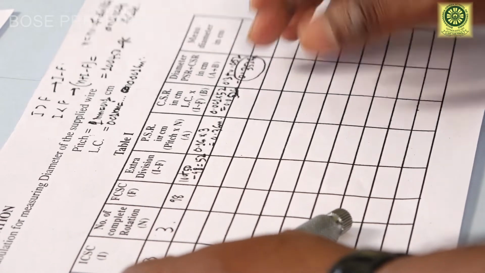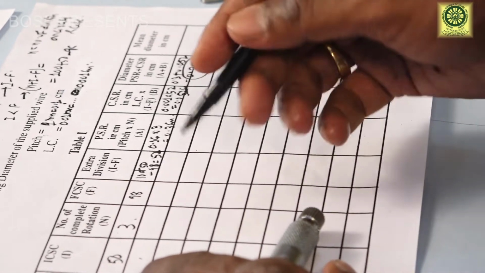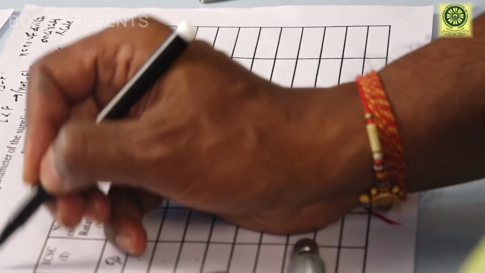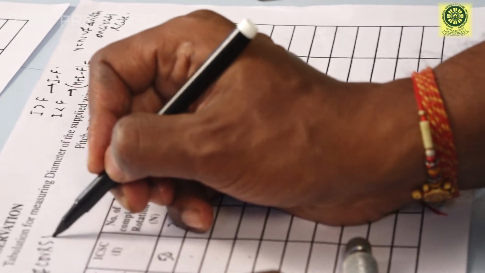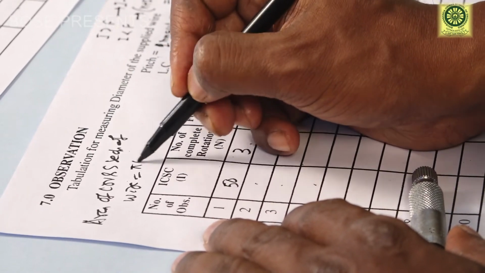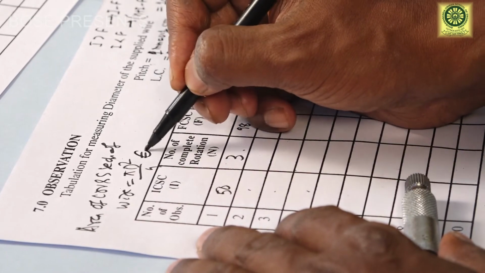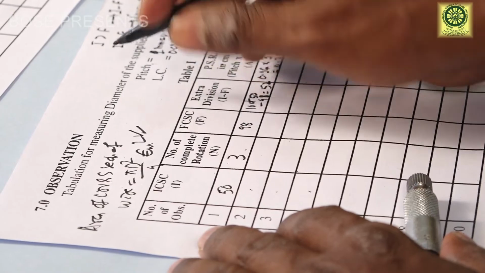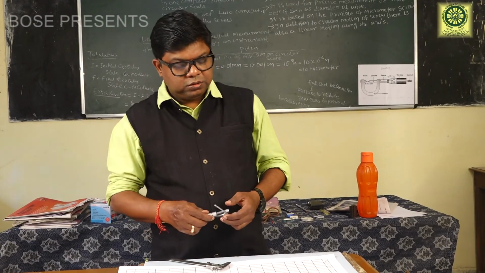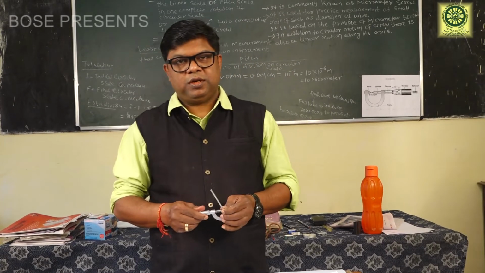By calculating the diameter of the wire, the area of cross section of the wire is equal to pi d square by 4, in centimeter square. It can be calculated. So we have taken the observation of the diameter of the wire through the screw gauge.